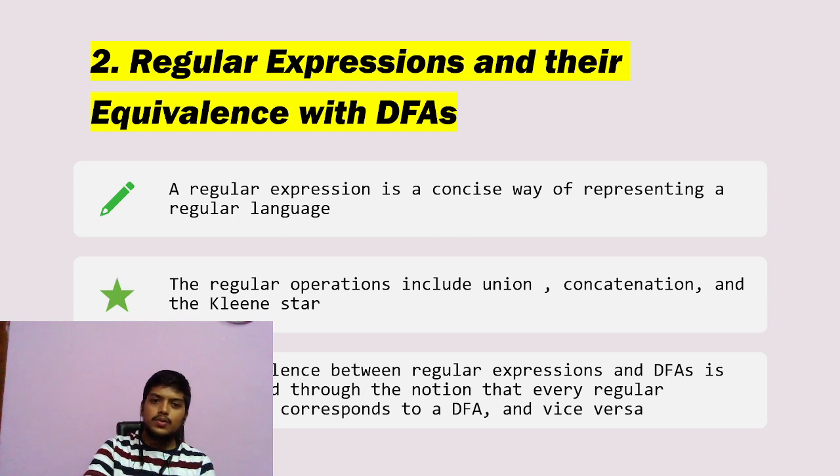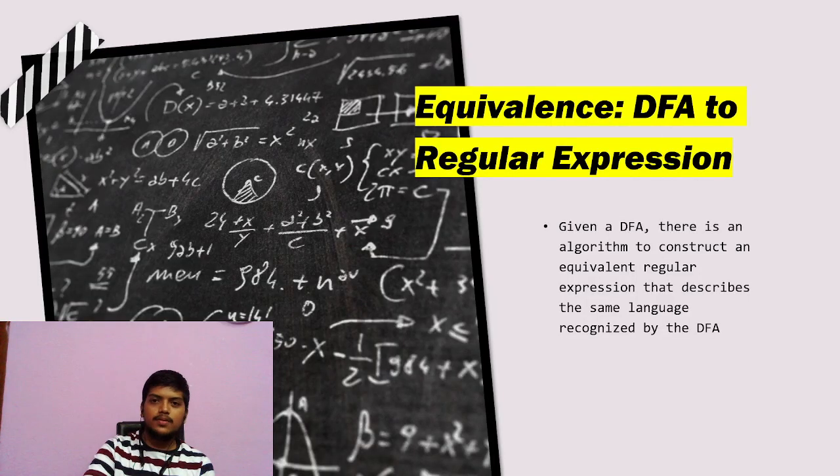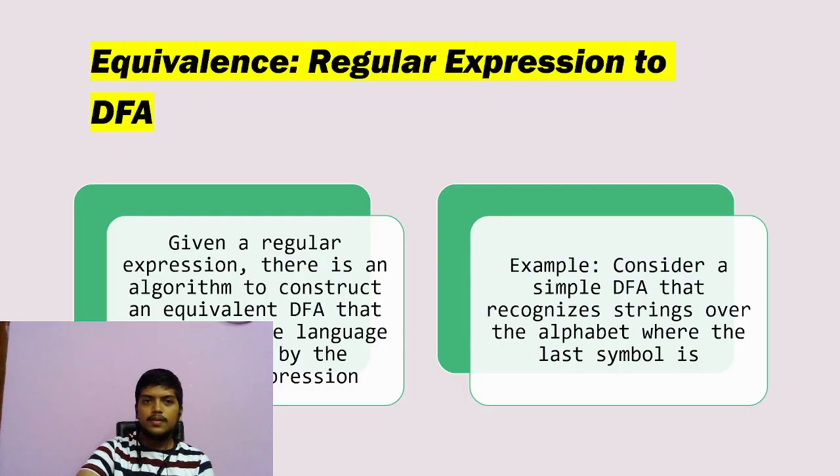Regular operations include union, concatenation, and closure. Equivalence between regular expressions and DFA is established through notations, and a regular expression corresponds to a DFA and vice versa. Equivalence of DFA to regular expressions: given a DFA, there is an algorithm to construct an equivalent regular expression that describes the same language recognized by the DFA.